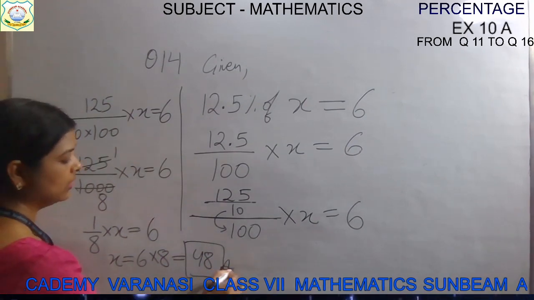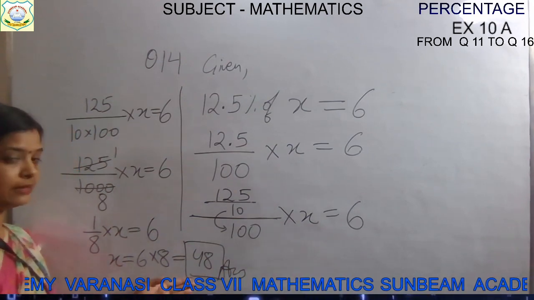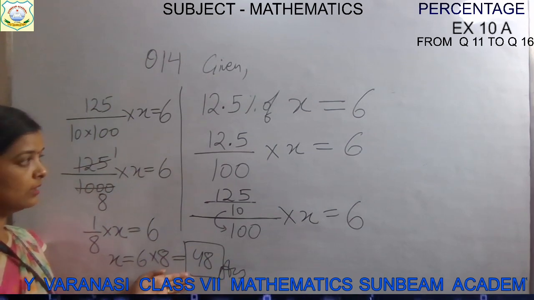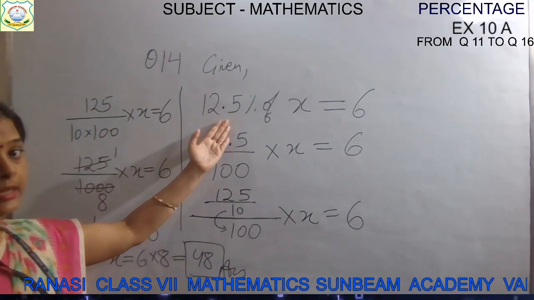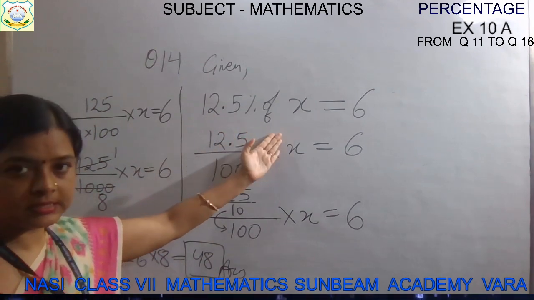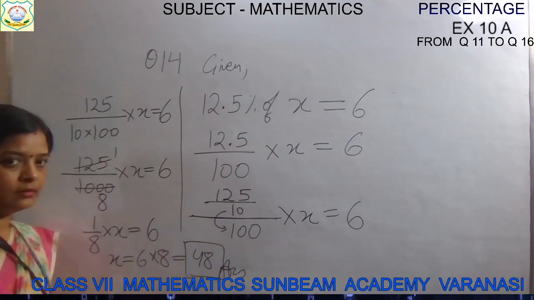This is your answer. So after completing this, write down that 48 is the value of x. What you will write down? Hence 12.5% of 48 is 6. Quickly see this, children. I am waiting.